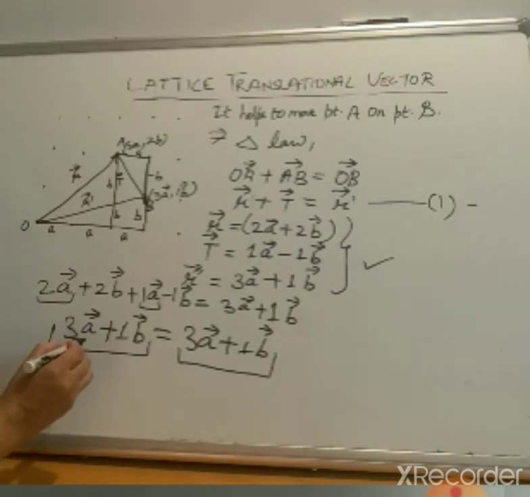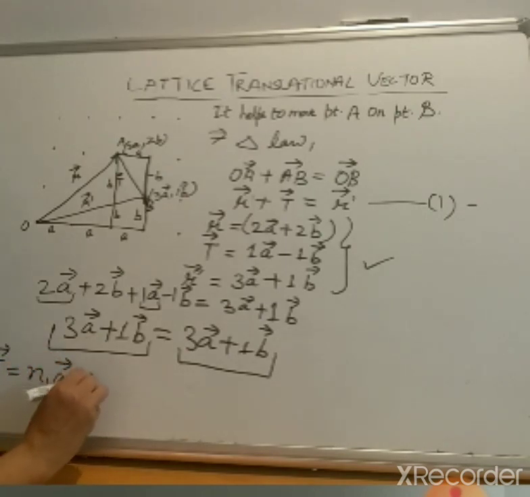Here vectors a, b are primitive vectors. These are called primitive vectors. So, in generalized form, in two dimensions, we can write the translational vector as n1 a vector plus n2 b vector, where n1 and n2 are integers.